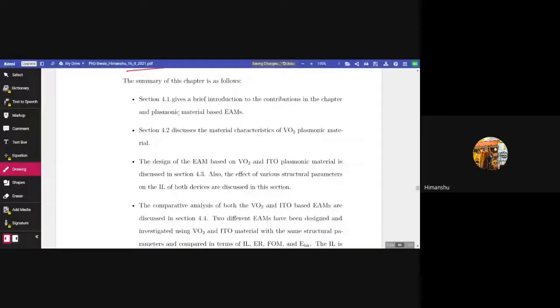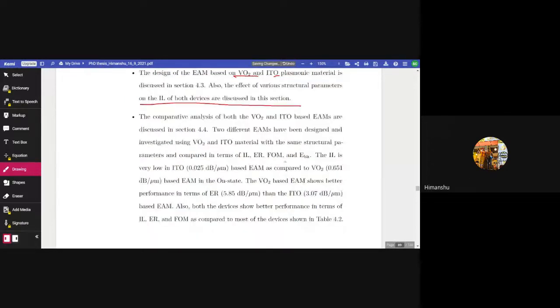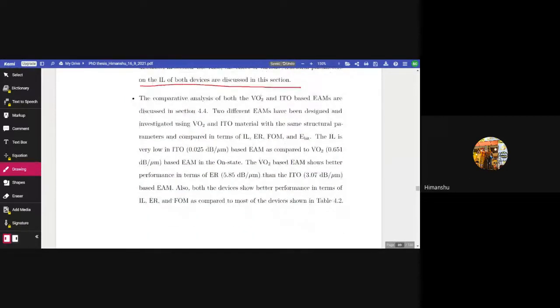Section 4.1 gives a brief introduction to the contribution in the chapter and plasmonic material based EMs. Section 4.2 discusses the material characteristics of VO2 plasmonic material. The design of the EAM based on VO2 and ITO plasmonic material is discussed in section 4.3. Also, the effect of various structural parameters on the IL of both devices are discussed in this section. The comparative analysis of both the VO2 and ITO based EAMs are discussed in section 4.4.